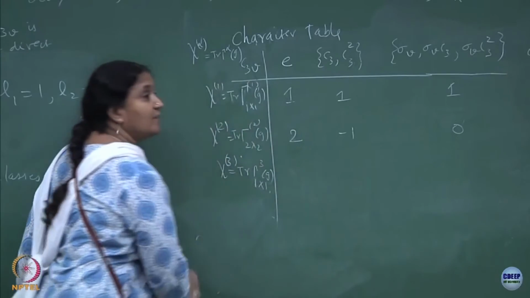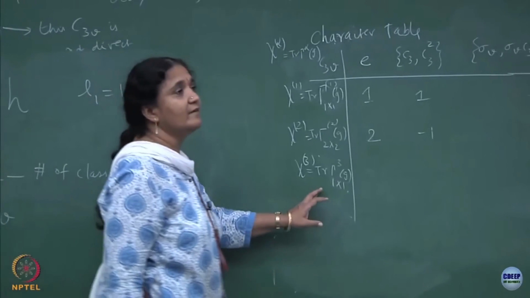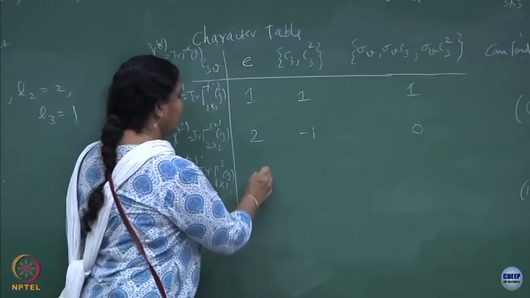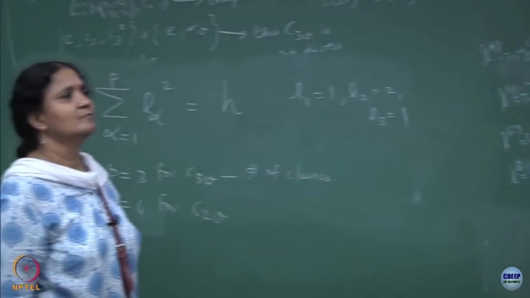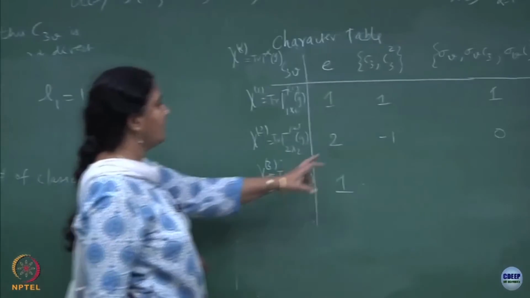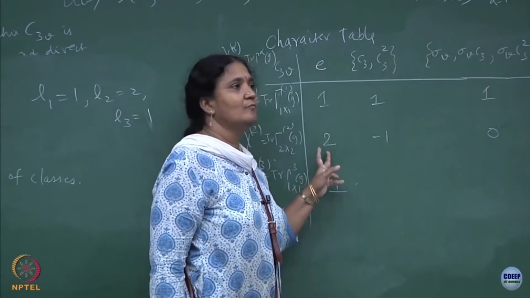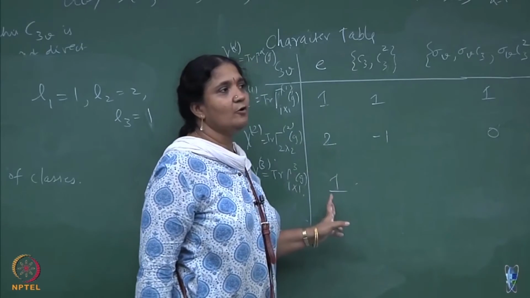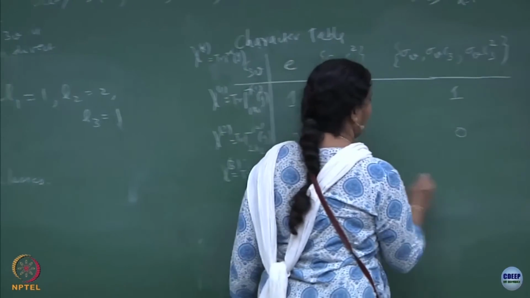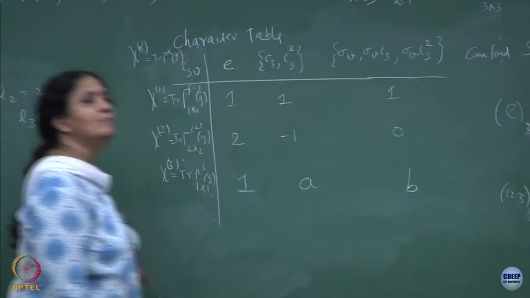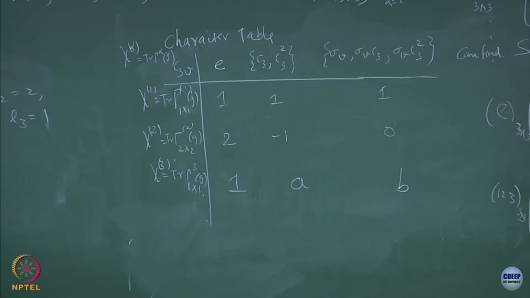Now, you can do something more. If it is a 1 cross 1 matrix, the identity element is 1 always. For a 2 cross 2 matrix, the trace is 2. So, the identity element character you can always write. What about these two elements? Let me call them A and B. How do you fix that A and B? That is the next question.